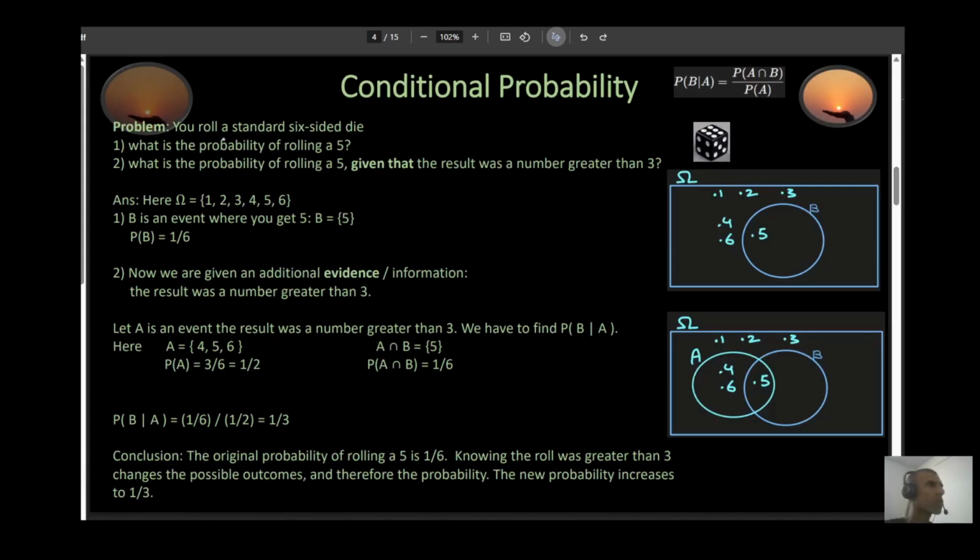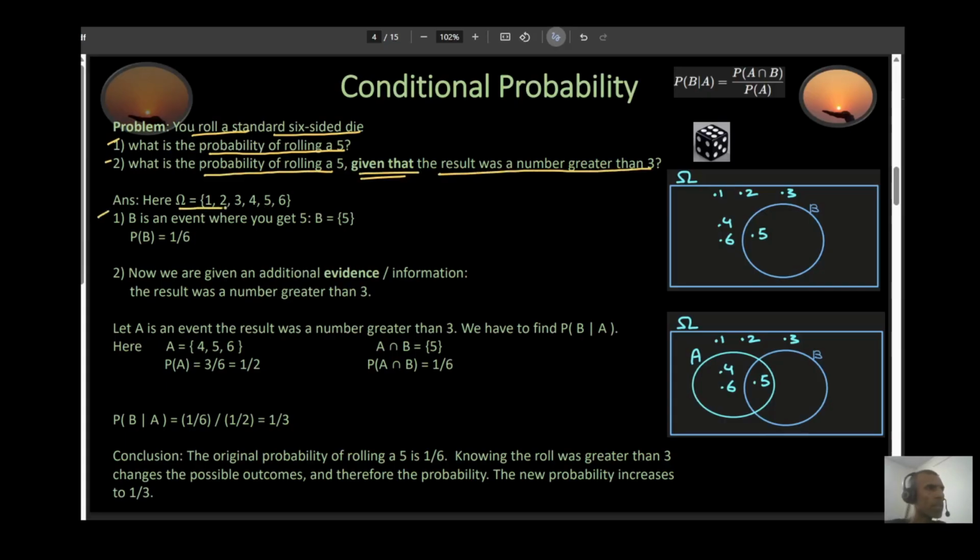So suppose you roll a standard six-sided die. Question number 1: what is the probability of rolling a 5? Question number 2: what is the probability of rolling a 5 given that the result was a number greater than 3? So let's do question number 1 first.